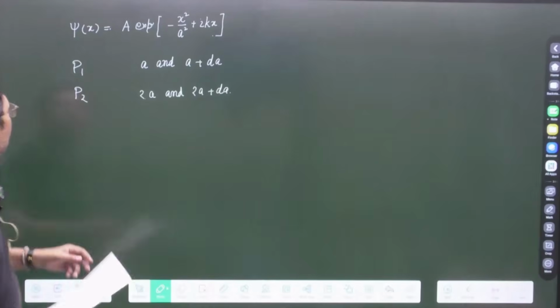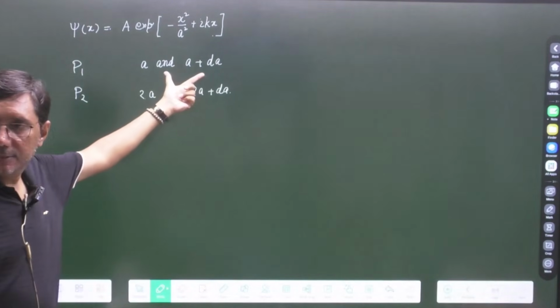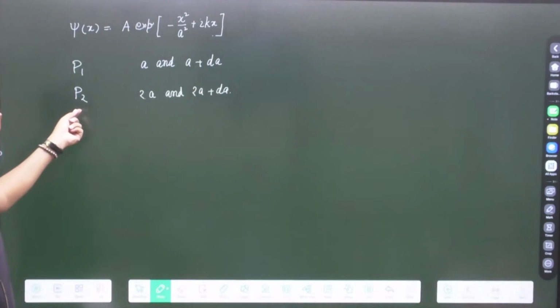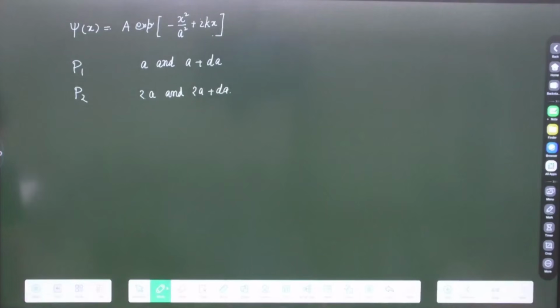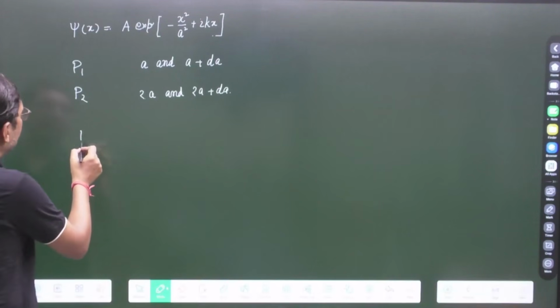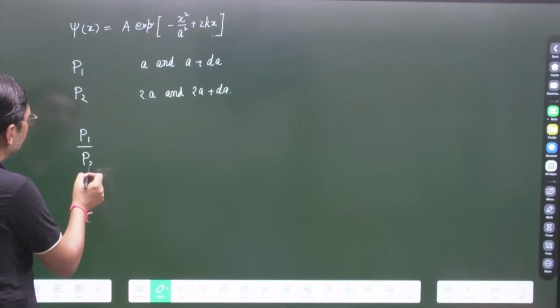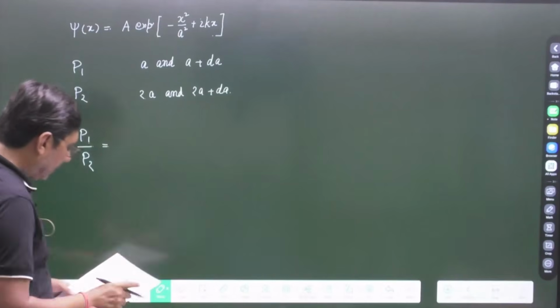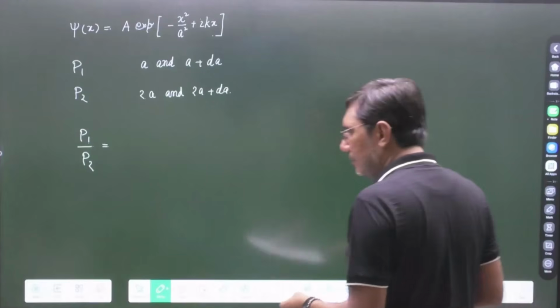So P1 is the probability of finding the particle within this range, and P2 is the probability of finding the particle within this range, respectively. Then find the ratio P1 by P2. मुझे क्या चाहिए? P1 by P2 चाहिए. ये रेशो बताना. And answers are, चलो आंसर बताओ ऐसे ही.